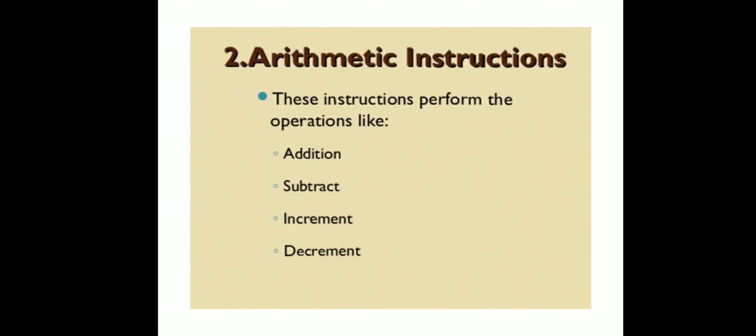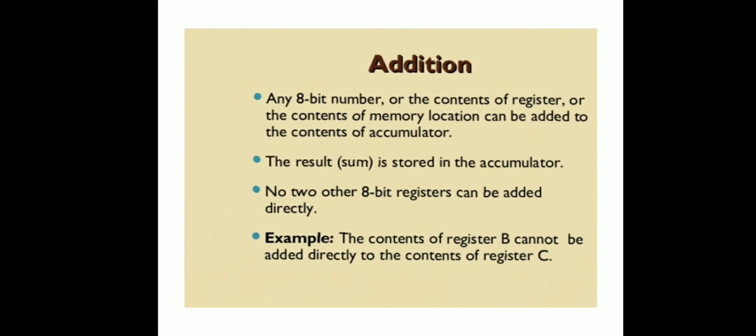In this video, we discuss the arithmetic instructions of the 8085 microprocessor. These instructions perform operations like addition, subtraction, increment and decrement. Addition: these instructions are used to add the content of a register, the content of memory, or an 8-bit number to the content of the accumulator. The result is stored in the accumulator.